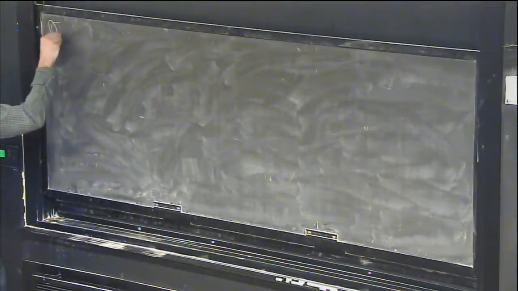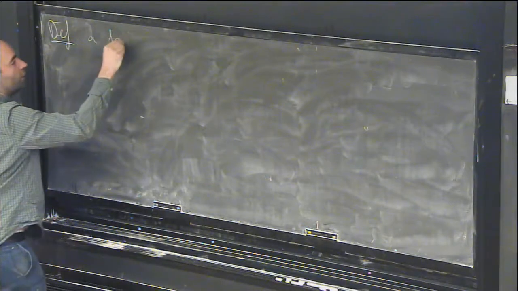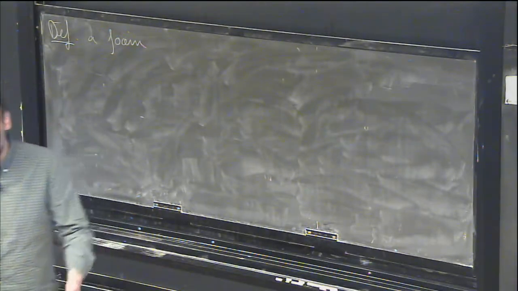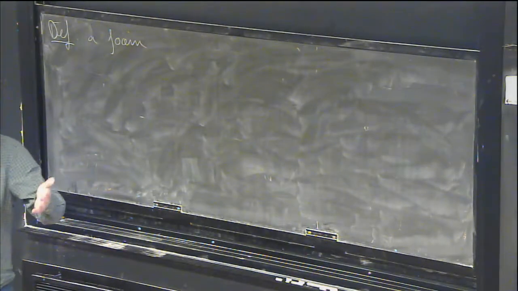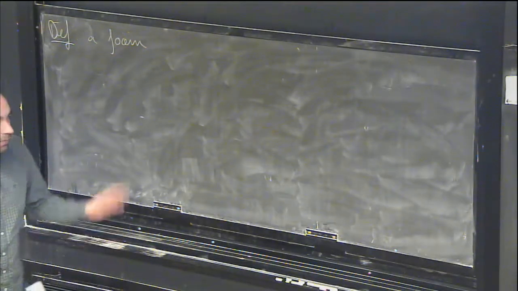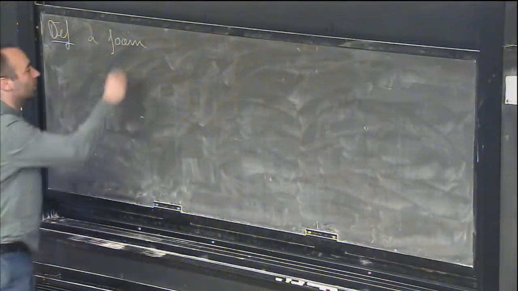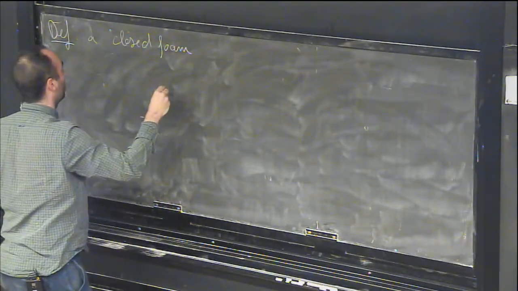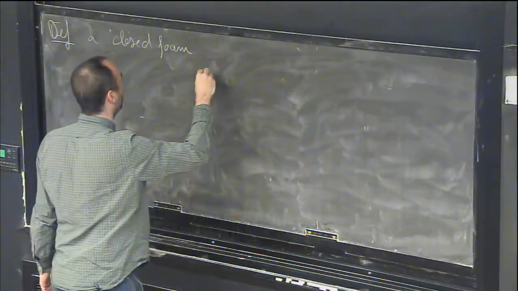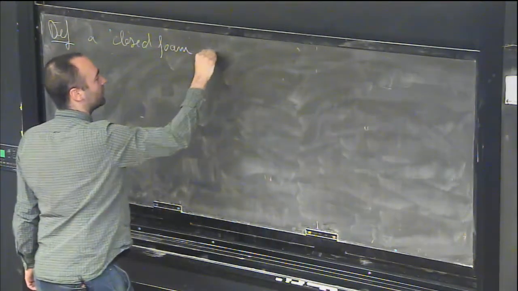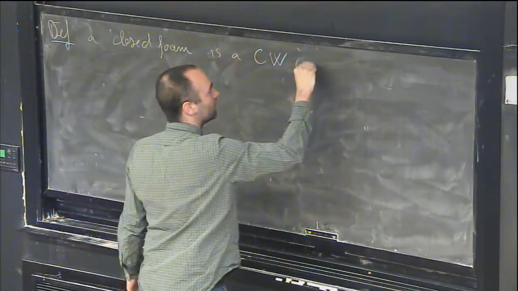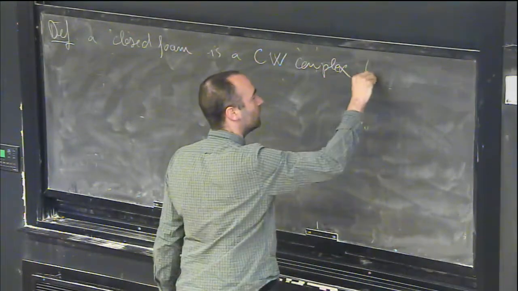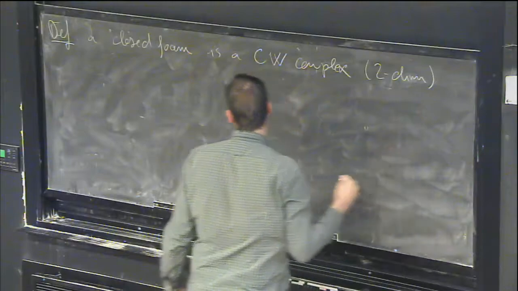So, definition: a foam. I will first define the analog of a closed surface, so a closed foam. But of course, the theory extends to foamy cobordisms, and I'm sure you can cook up a definition for them. A closed foam is a finite, two-dimensional CW complex with three local models.